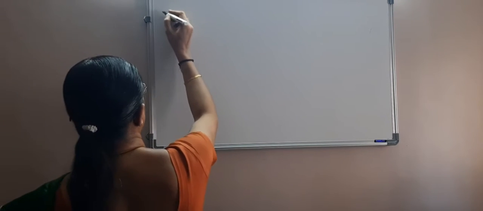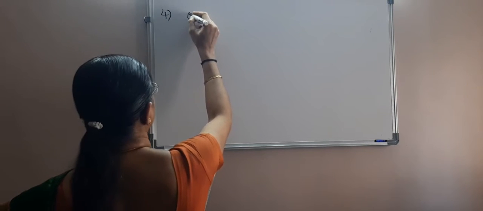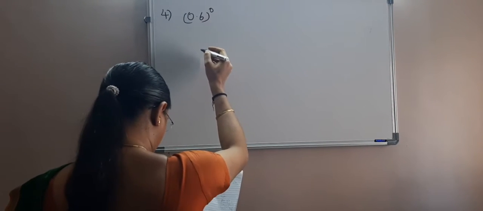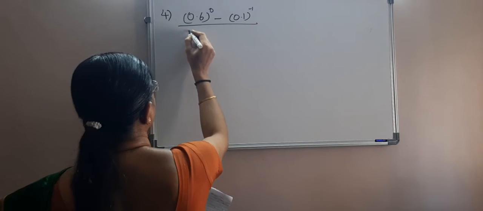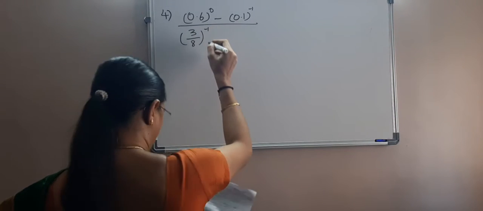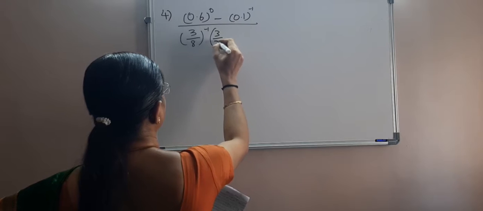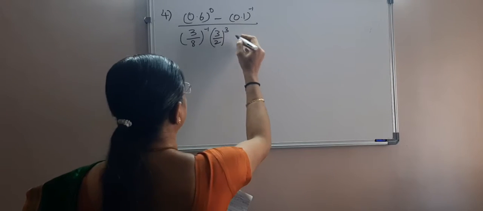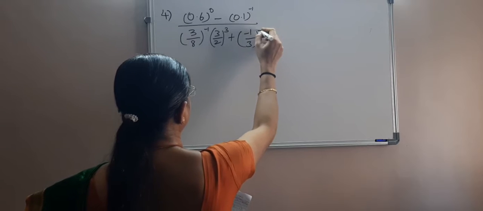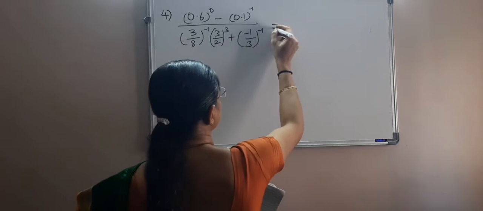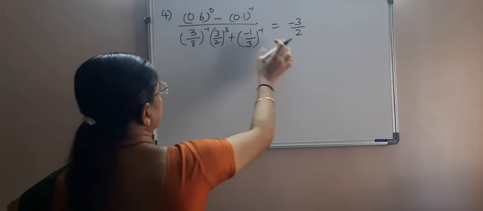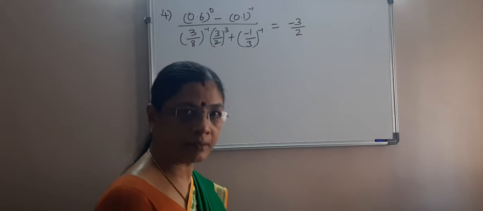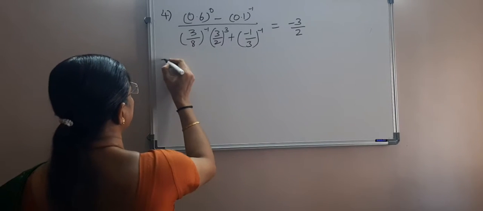And the next one in the row is, see, this is again a similar problem but with numerical values. 0.6 the whole power 0 minus 0.1 the whole power minus 1 divided by 3 by 8 the whole power minus 1 into 3 by 2 the whole power 3 plus minus 1 by 3 the whole power minus 1, and this should be equal to minus 3 by 2. So you need to prove that the term in the left hand side should be equal to minus 3 by 2. So how do we get it? So let us start simplifying it.